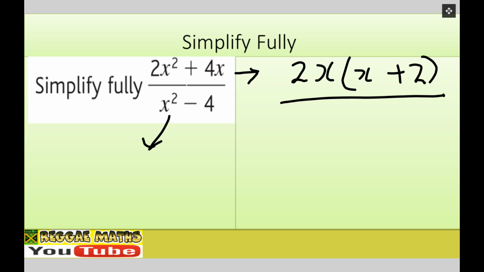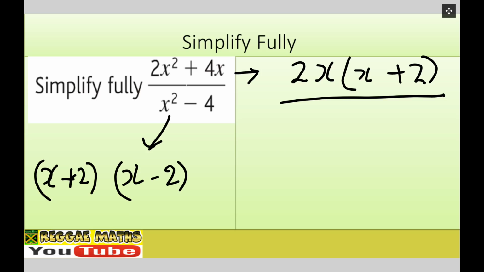So let's just look at this here now. You've got x squared minus 4. Both are squares, so basically it's a minus. This is known as the difference of 2 squares. So you've got x plus 2 in one bracket, x minus 2 in one bracket.